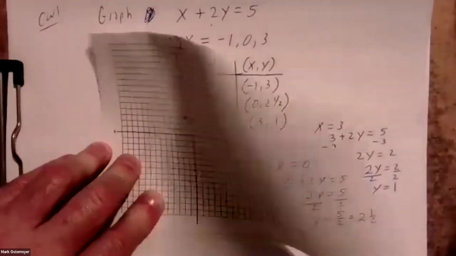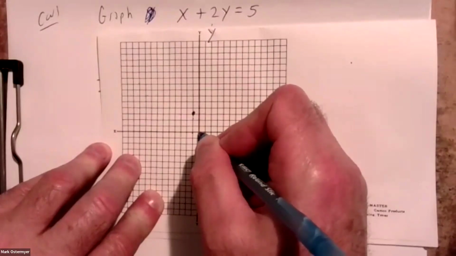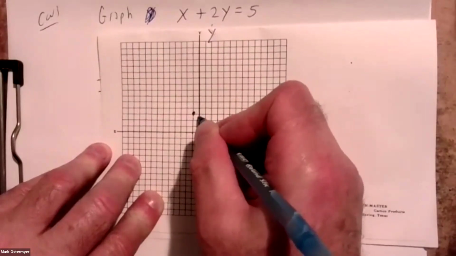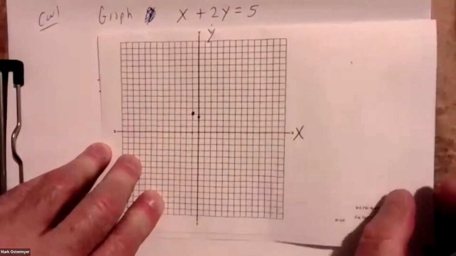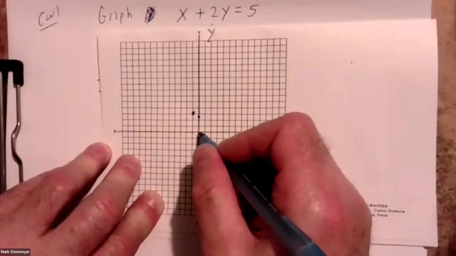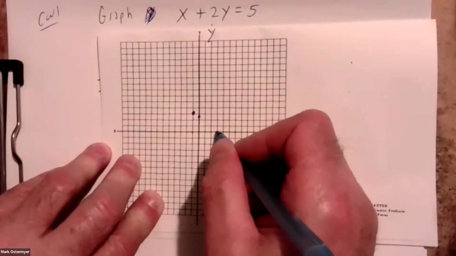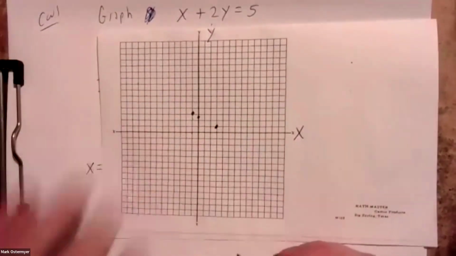The other solution is 0, 2.5. Start at the origin, stay on the y-axis, go up 2.5. 1, 2.5. Right there. 3, 1. Start at the origin, move 3 to the right on the x-axis. 1, 2, 3. Now up 1. There's 3, 1. Does it appear those points lie on a line?